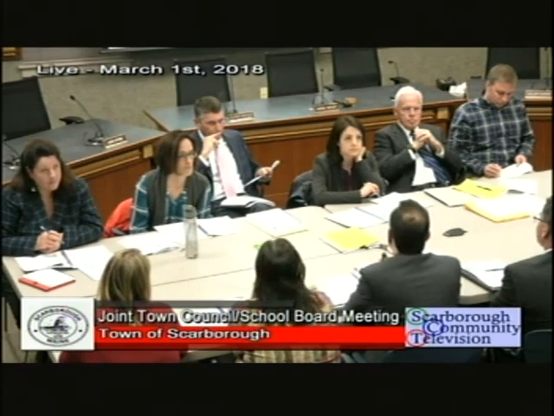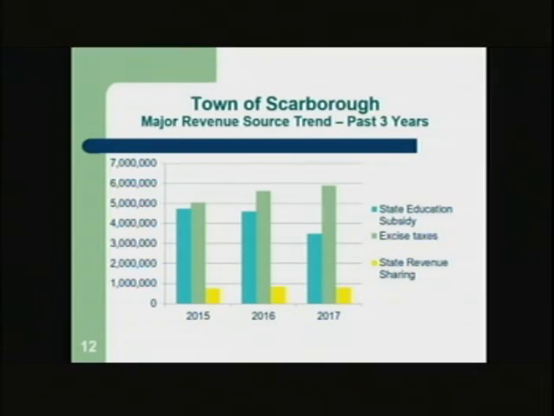This next slide just shows a little more detail of some other revenue sources. You can see the green is the excise taxes, which is almost $6 million now. You can see the state education subsidy. That's a steady decline, which I think is no surprise to anyone. I went back to 2009. In 2009, the state education subsidy was $7 million, and now it's a little over three. That's a pretty significant decrease. Other categories, I've got state revenue sharing in there. That's been pretty consistent over the last 3 years at about $1 million.